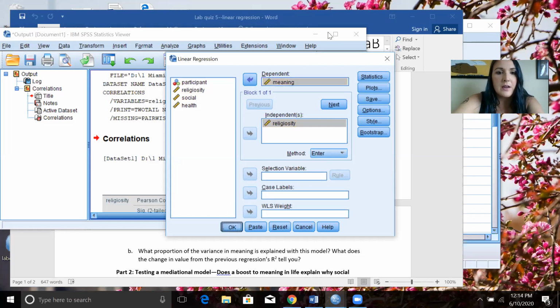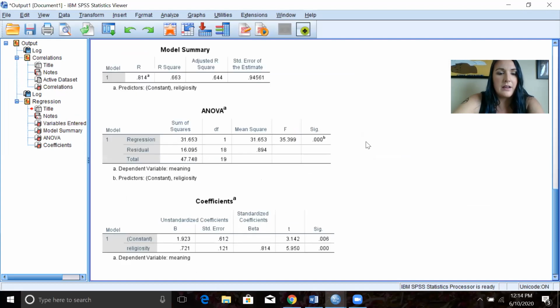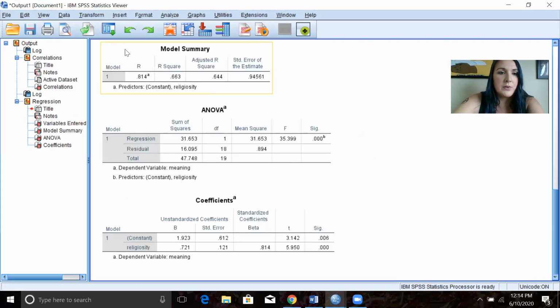You just hit OK. And like I said, you get a fair amount of output, but you really only have to look here in model summary and here in coefficients. So let's see, you needed to get your R squared, your coefficient of determination. Up here in model summary, you have regular R squared and adjusted R squared. You can really write up either one.